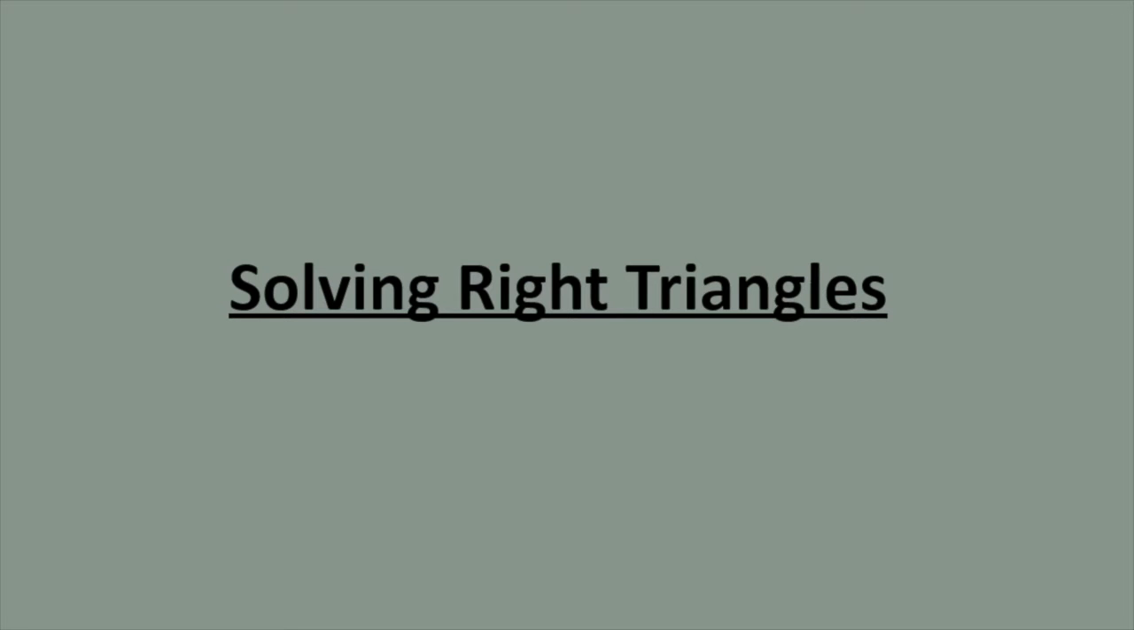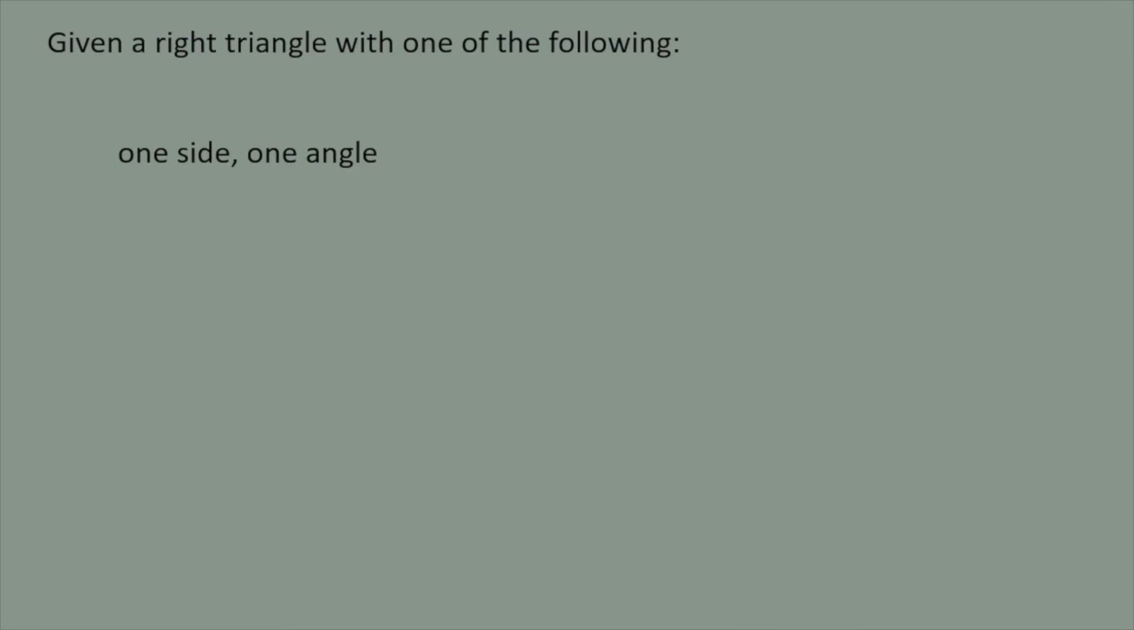In this lecture, we'll look at how to use right triangle trigonometry to solve right triangles. When we solve right triangles, we'll be given one of two cases. We're either given a right triangle with one side and one angle. Here's an example where we're given one side and one angle of a right triangle. And by angle, we mean one of the acute angles in addition to the right angle.